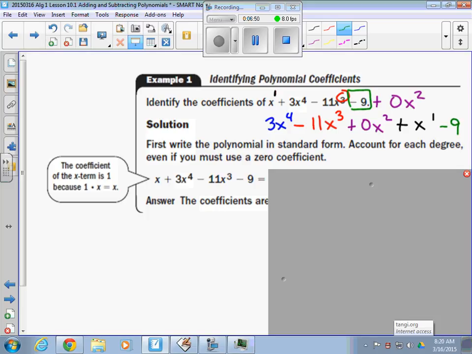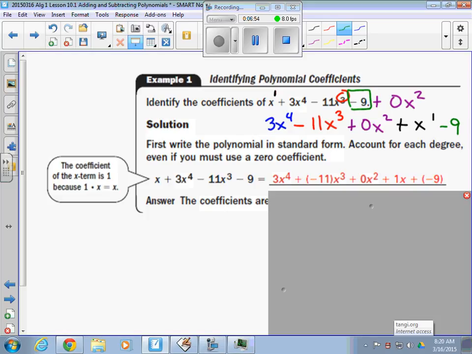This would be written in standard form right here: 3x to the fourth minus 11x to the third plus 0x squared plus 1x. And they actually added in a 1 right there, 1x to the first power, plus a negative 9. And it's just saying plus all of those negatives instead of saying subtraction.